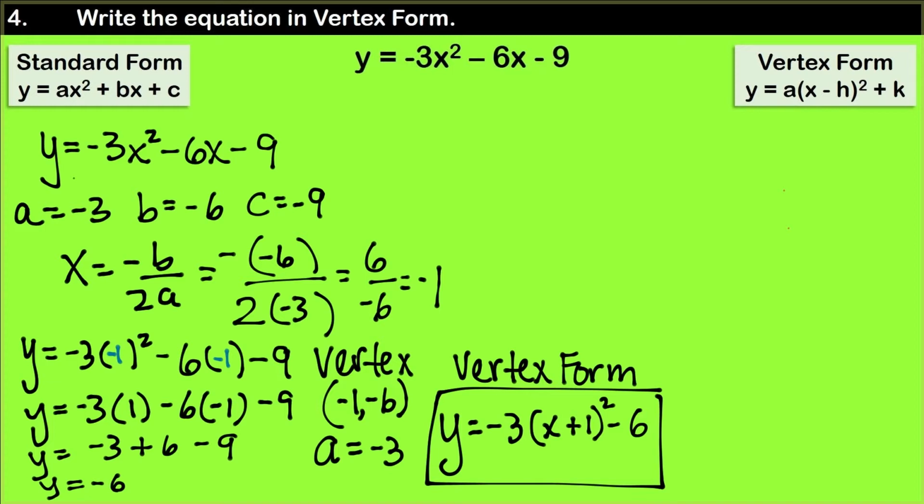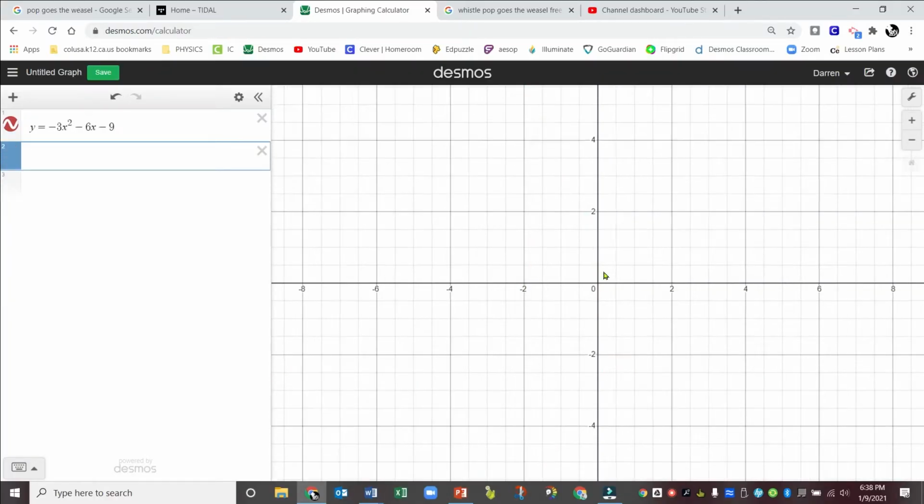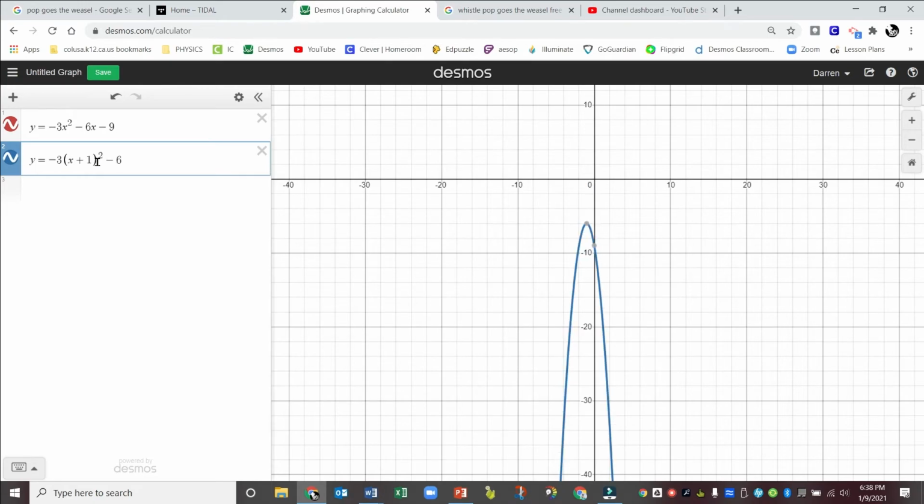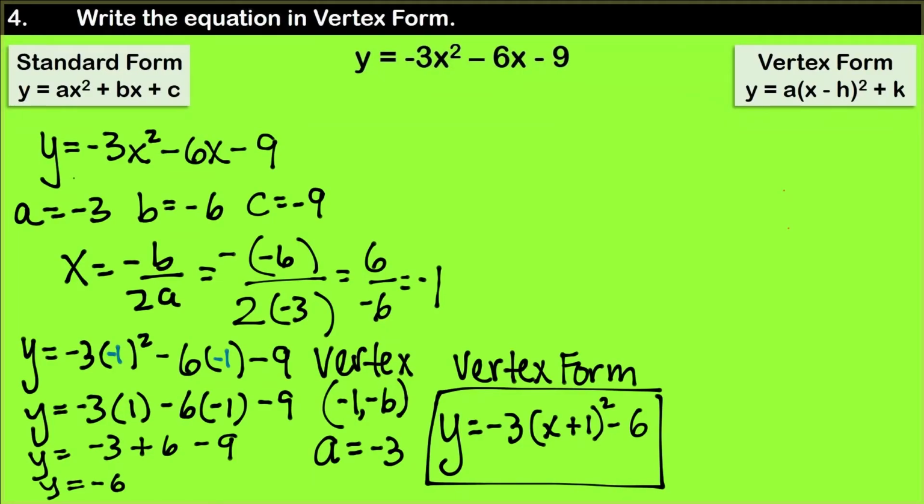We knew the vertex was negative 1 and negative 6, and our a value was negative 3, and we just plugged the vertex and the a value into vertex form. And we found out that in vertex form, our equation is y equals negative 3 times the quantity x plus 1 squared minus 6. If we take our original standard form equation and put it in a graphing calculator and take our vertex form equation and put it in a graphing calculator, both graphs will look exactly the same. So both of these equations represent the same graph when you put it on an x and y axis.